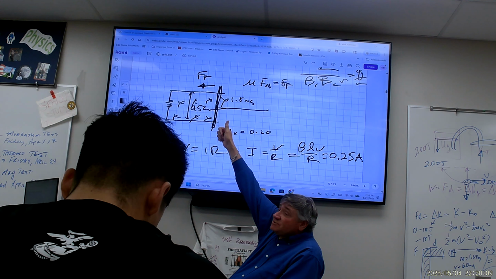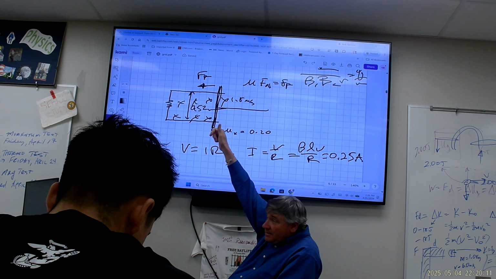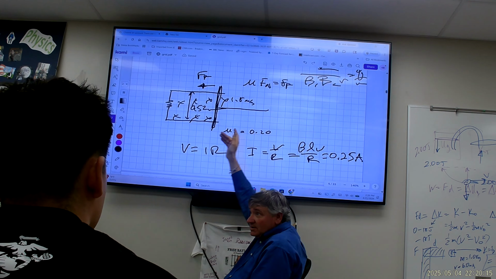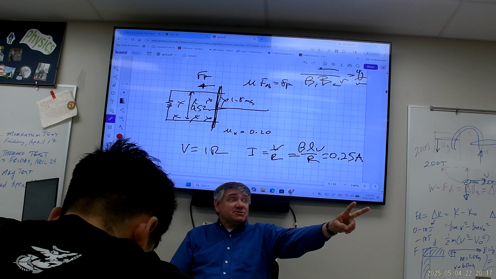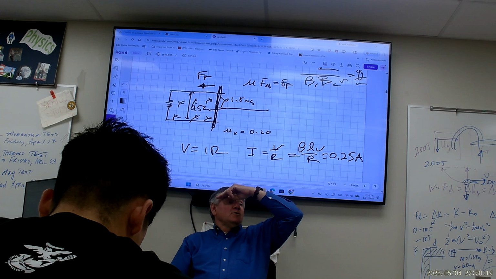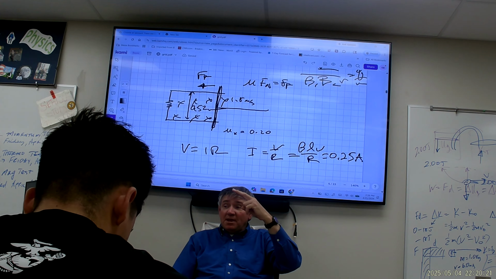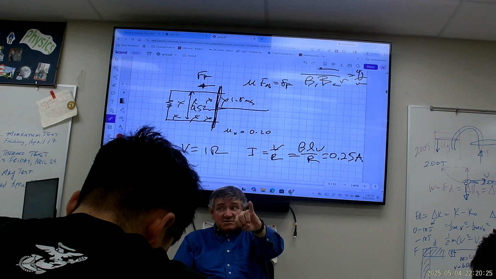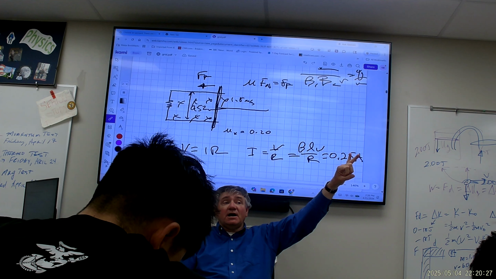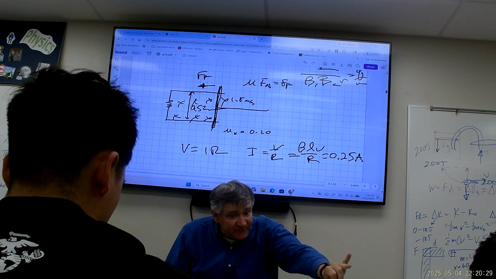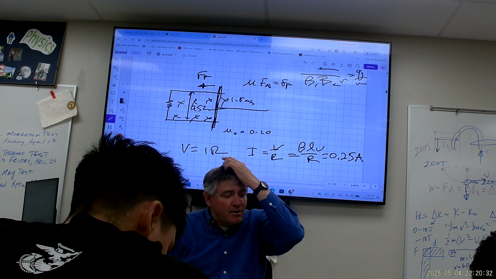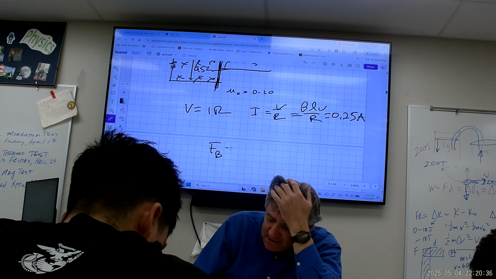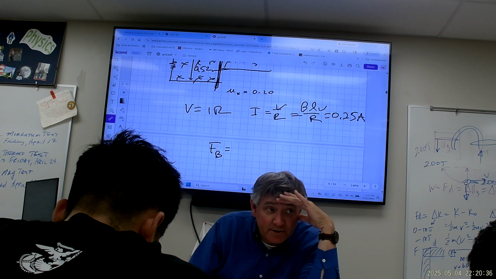Now, the current right here is going up. Which direction is the magnetic field? In. Which direction is the force acting? Left. Same as friction. So the force that you have to apply has to overcome two things: it has to overcome force friction, and it has to overcome the magnetic force. So, how are you going to find the force created by the magnet? What are you going to use?